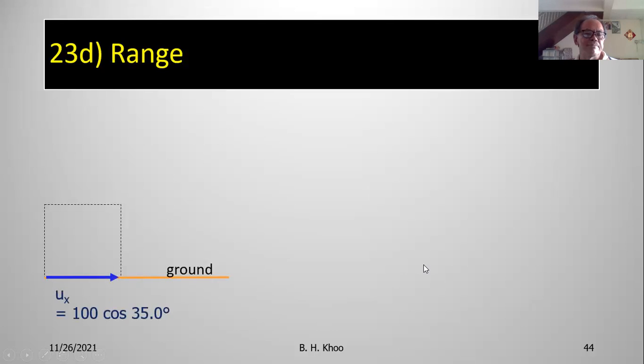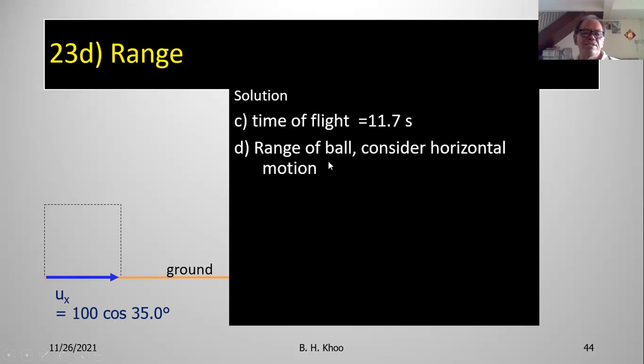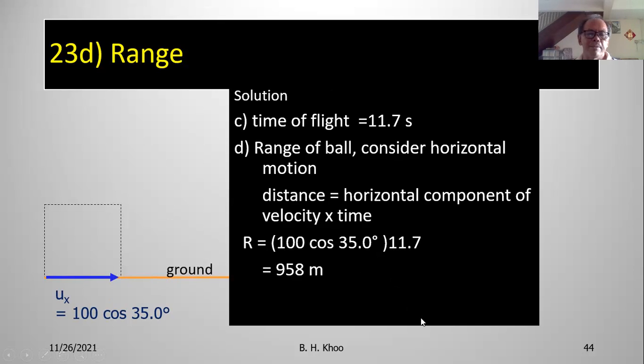Range. In range, we consider the horizontal component of velocity. Time of flight, we have already calculated. So for range, consider horizontal motion. Distance is the horizontal component of velocity times your time. Right? That's the horizontal component times your time. 958 meters.